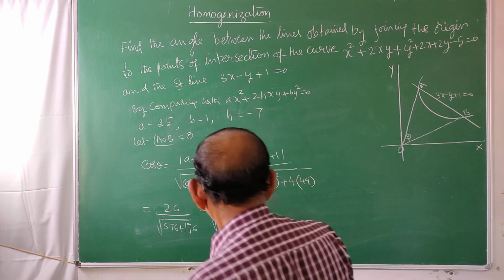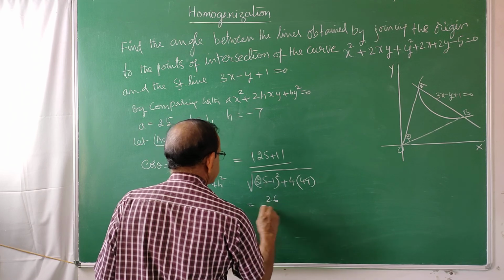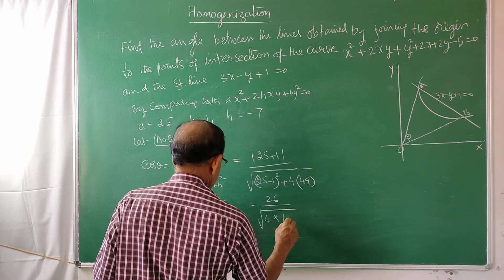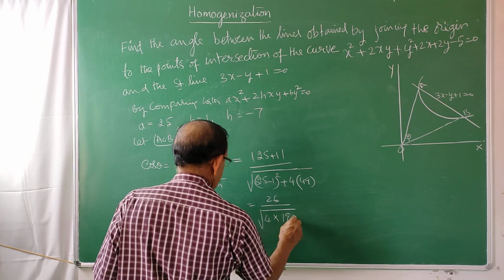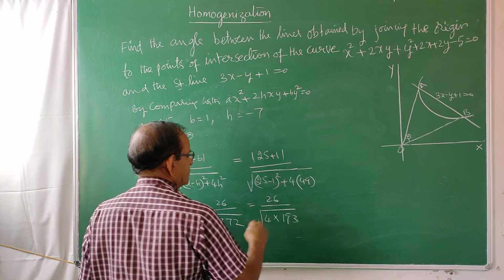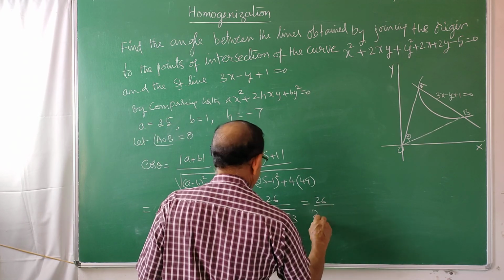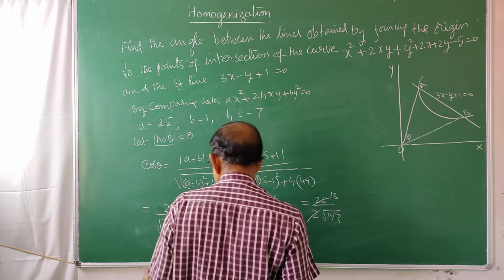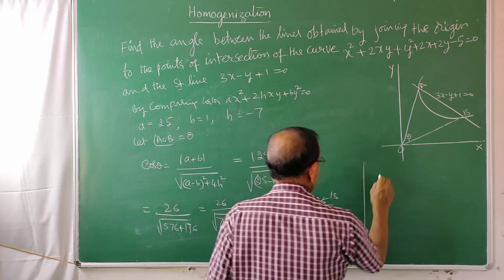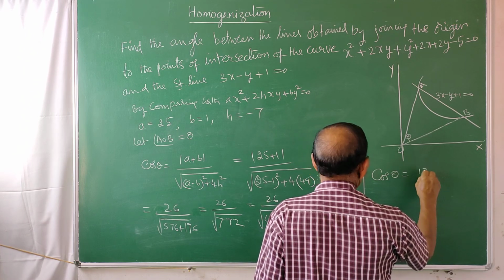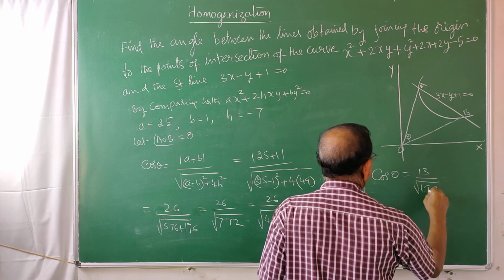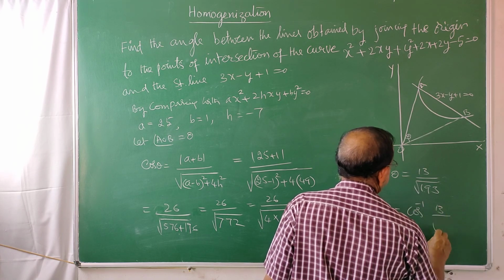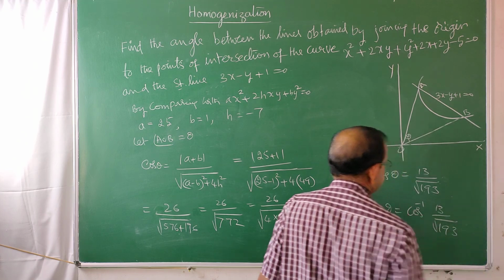So you can write 772 as 26 by square root of 4 into 193. If you write 4 outside, it is 26 by 2 into root 193. So cancel this by 13 times. This is the cos theta value. Cos theta is equal to 13 by root 193. Therefore, theta is equal to cos inverse of 13 by root 193.